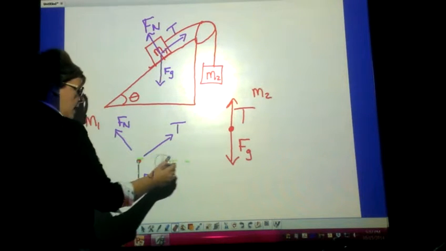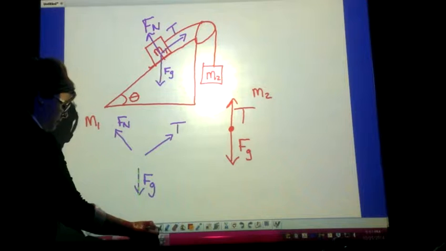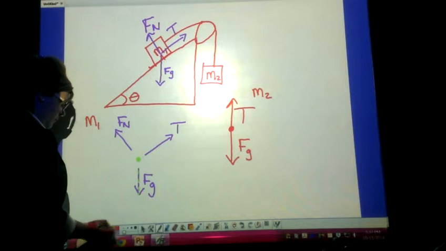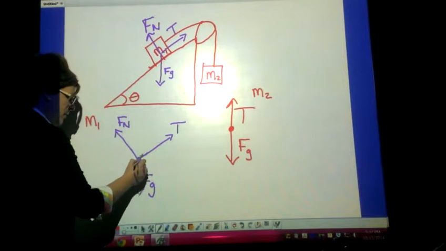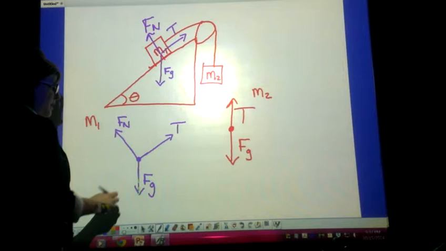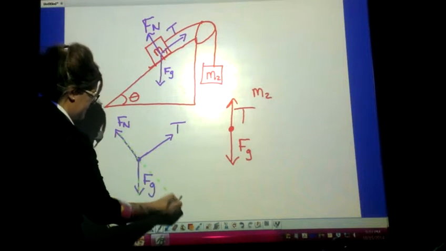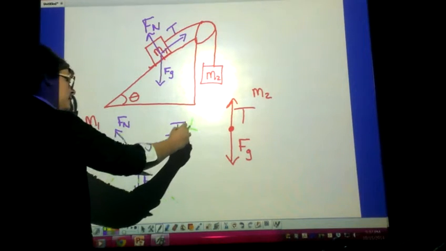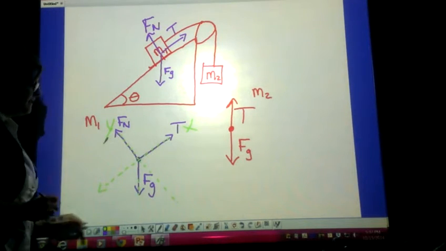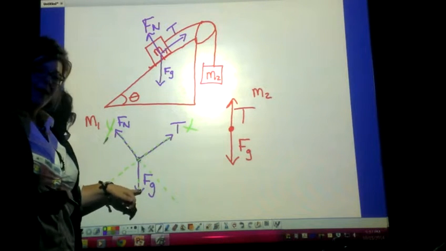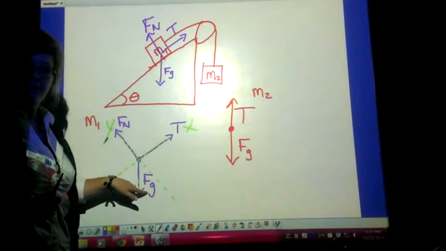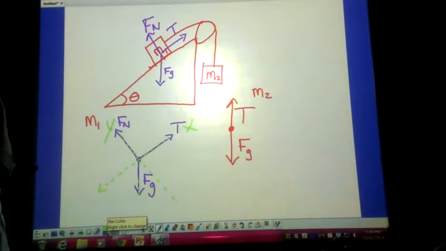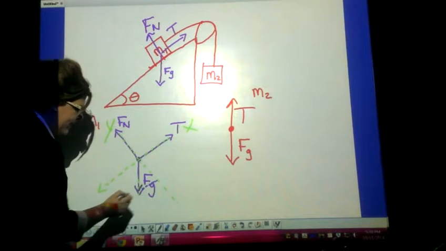I could break my axes up along tension and along the normal force. So I'm going to just kind of skew the axes. So now tension is along the X, the normal is along the Y, and the only force that's not on an axis is going to be the weight force. So I could break that up into components. So maybe there's my axes.